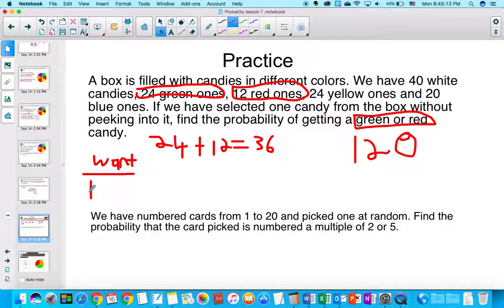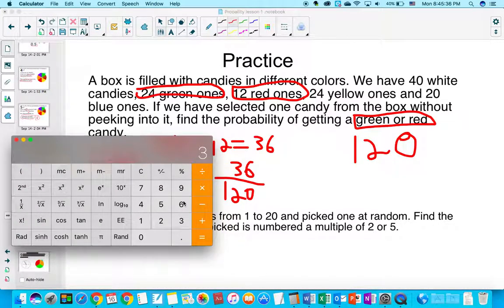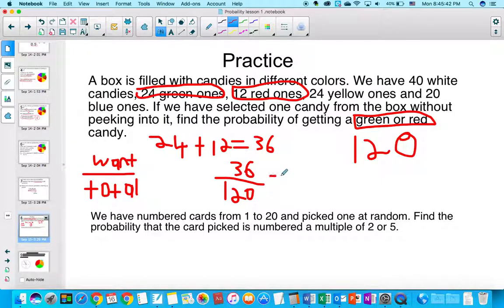Over the total. Total. Well, what we want is 36. That's the total number of outcomes we want, 36, over 120. Right? And again, we can use our calculator because I just want to be fast. We have 36 divided by 120, which gives us 0.3.